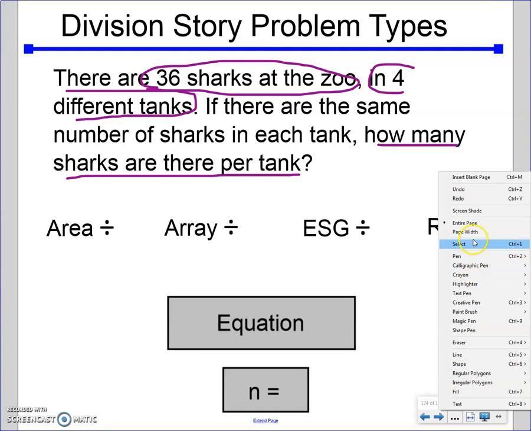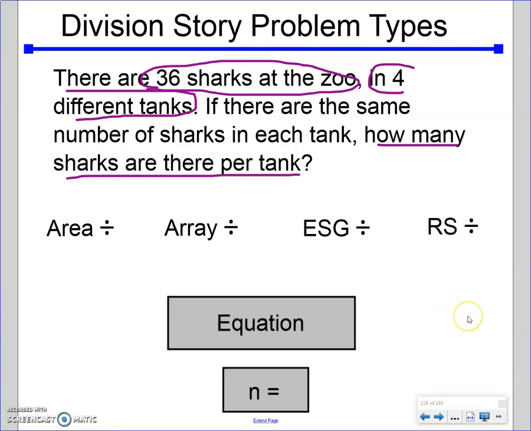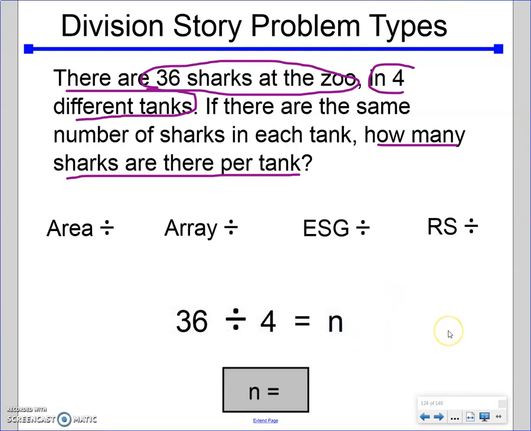What kind of equation, what kind of story problem is this? This one could be a little tricky, but I see you realized that the sharks are physical items and the tanks are containers. Since we know the total amount and we're putting the sharks into containers, this is clearly an equal-sized group division story problem. What equation would you use to solve this problem? I agree. We would use the equation 36 divided by 4 to find the answer to this problem.